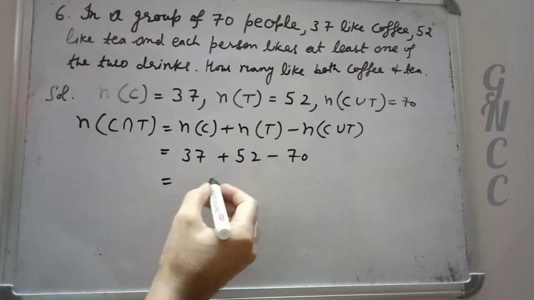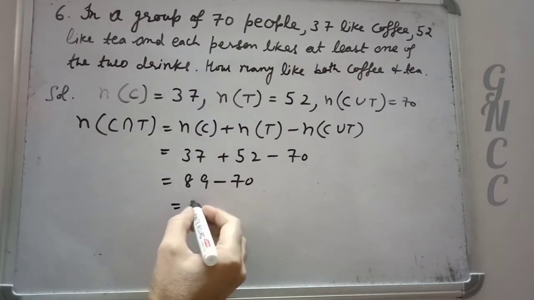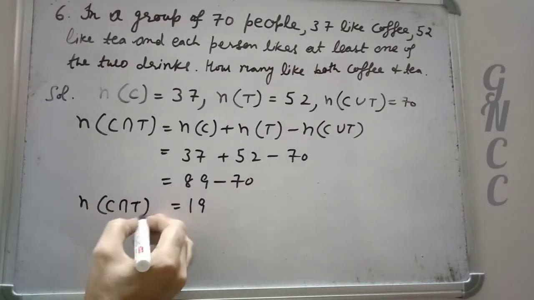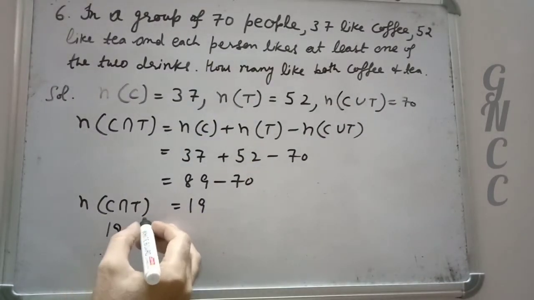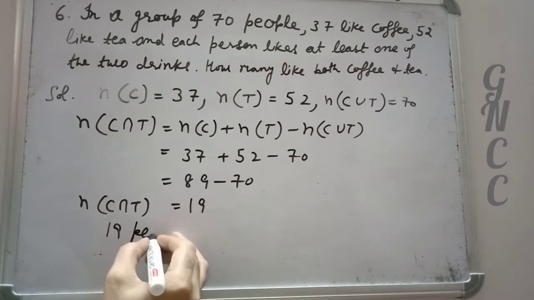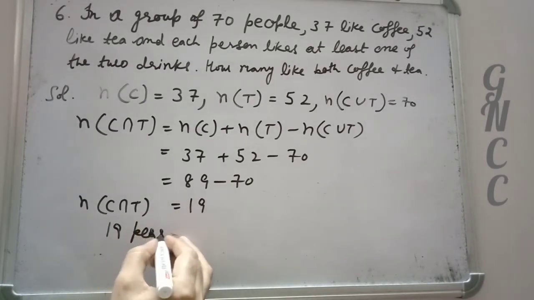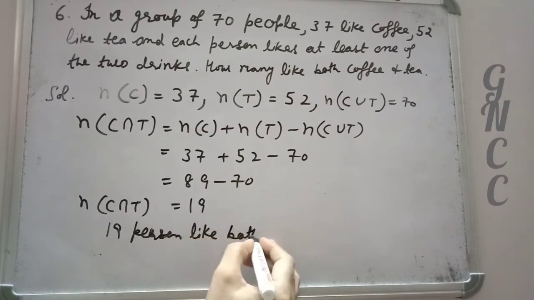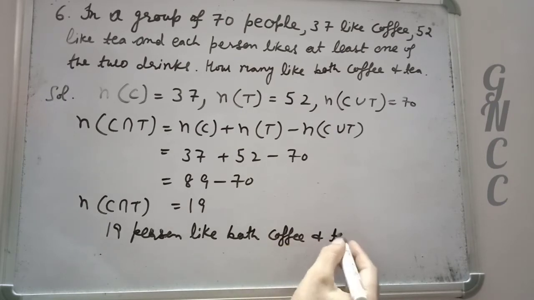So this is 89 minus 70, this is 19, and n(C intersection T) equal to 19. So 19 persons like both coffee and tea. This is the answer.